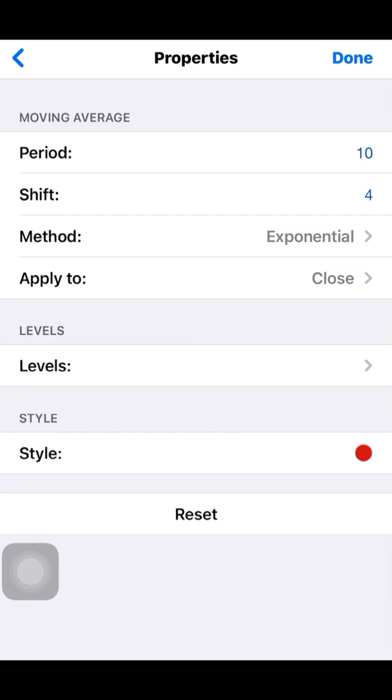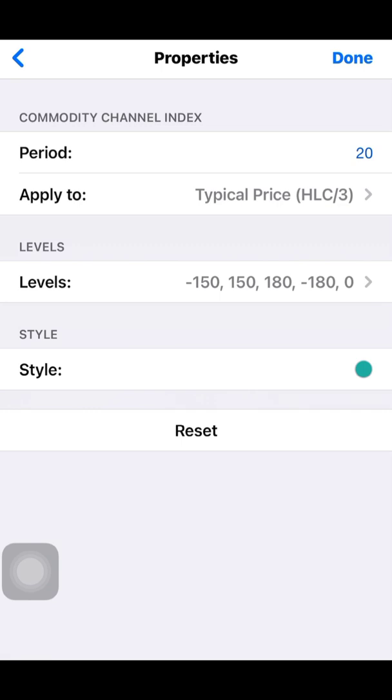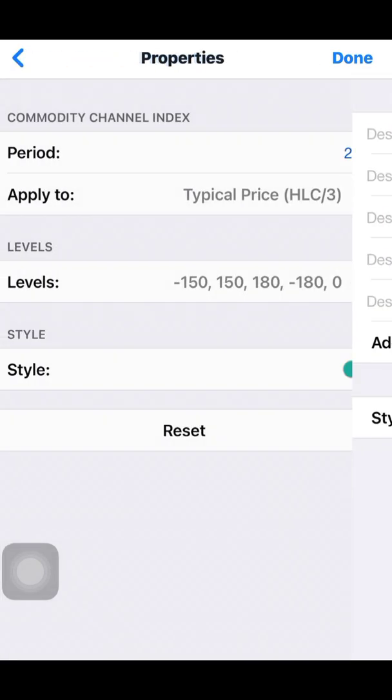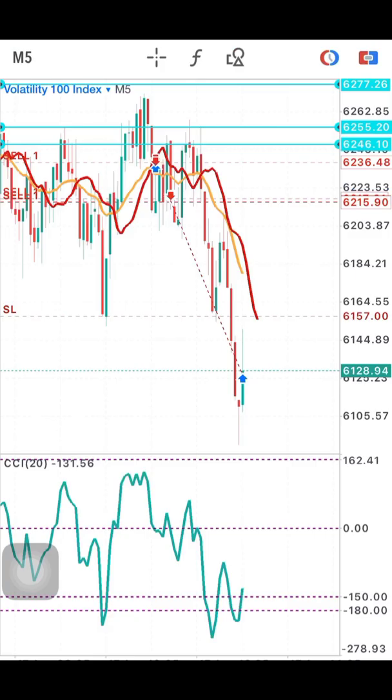Let me be finished up. The style is red, that's all. And the last one is the commodity channel index indicator, CCI, period 20, apply to typical price HLC/3, levels minus 150, plus 150 or plus 180, minus 180, and then level 0. See the levels here correctly, and the style is green. So that's all. That's what makes us have all this.